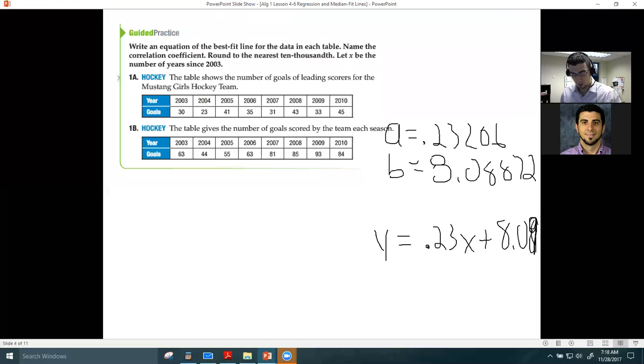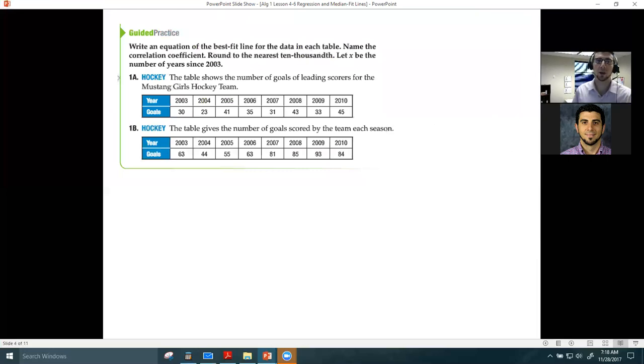Okay. All right, here's one for you to try. Go ahead and write the equation of the best fit line for the data in each table. Name the correlation coefficient and round the answer to the nearest ten-thousandth. Let X be the number of years since 2003. All right, go ahead and pause the video and hit play when you're ready.